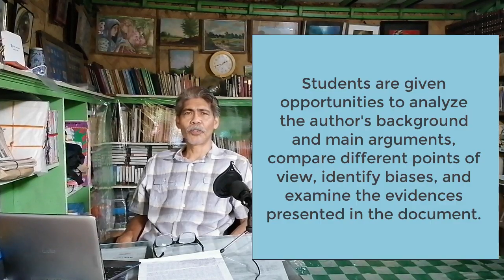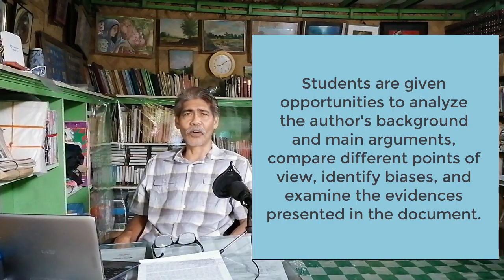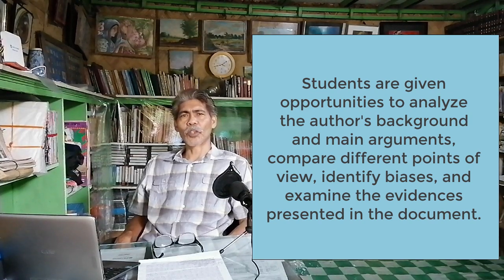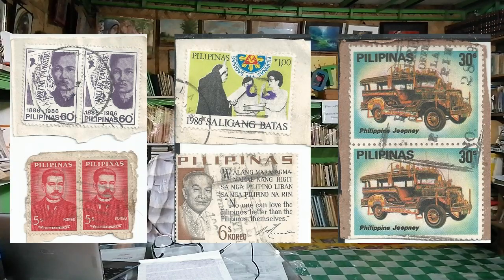Next, in History 1, students are given opportunities to analyze the author's background and main arguments, compare different points of view, identify biases, and examine the evidences presented in the document. Here, the students themselves become historians in a sense. Pag-aaralan nila dito at bibigyan ng analysis ang mga historical sources. Students will examine materials from the author's or creator's outlook and investigate his or her personal circumstances that may show the reasons or motives why the historian recorded or created such source.